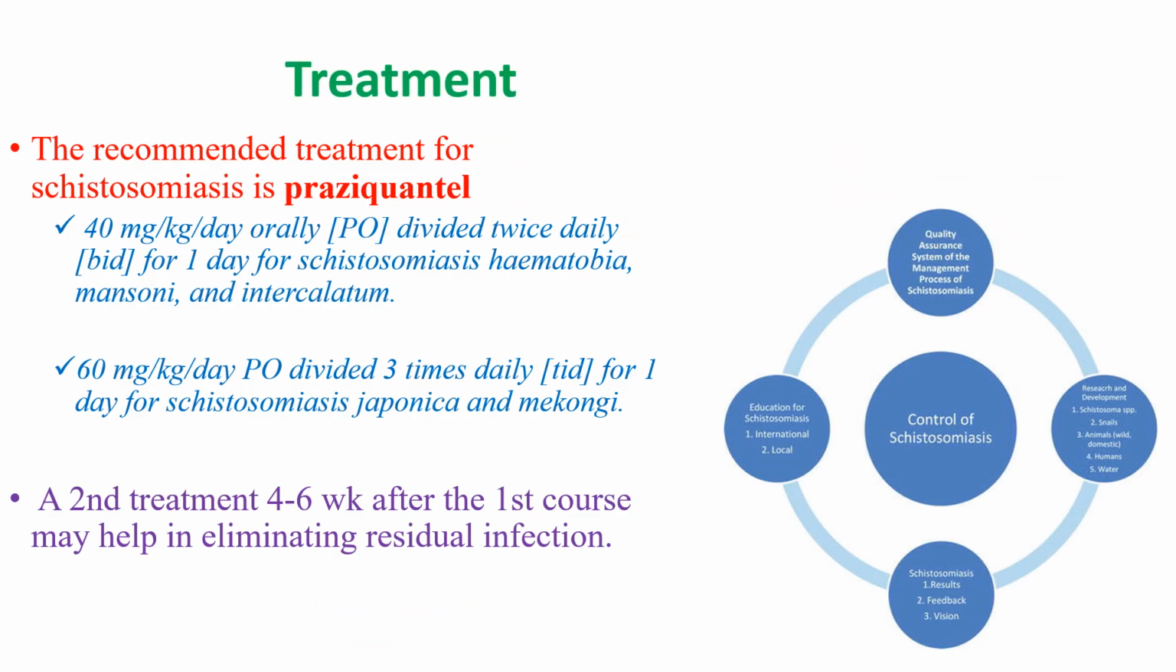The recommended treatment for all schistosomiasis is praziquantel, 40 mg per kg per day in 3 divided doses for 1 day in the case of Schistosoma haematobium, mansoni, and intercalatum, and 60 mg per kg per day in 3 divided doses for Schistosoma japonicum and mekongi. A second treatment 4 to 6 weeks after the first course may help in eliminating residual infection.